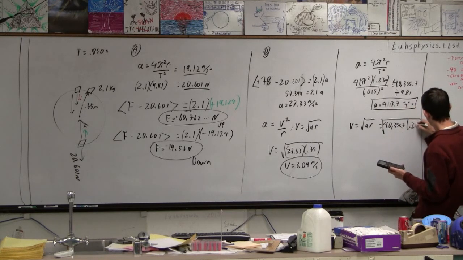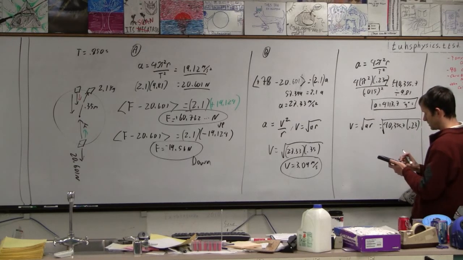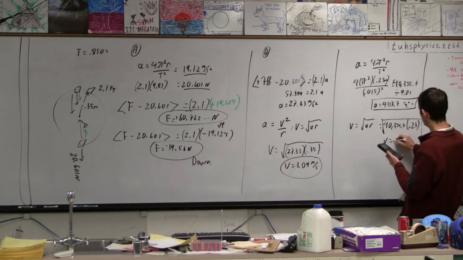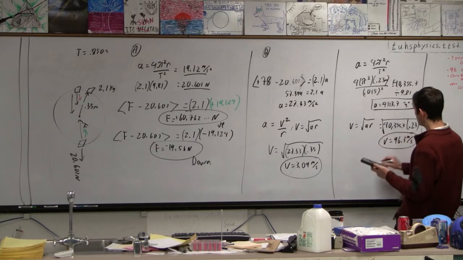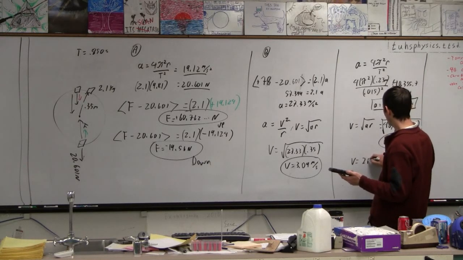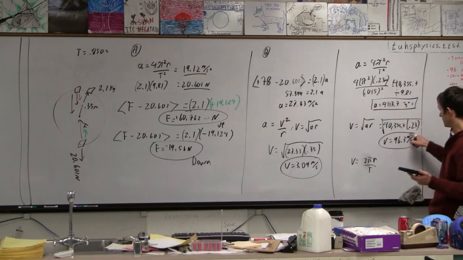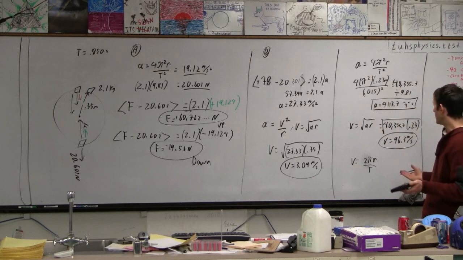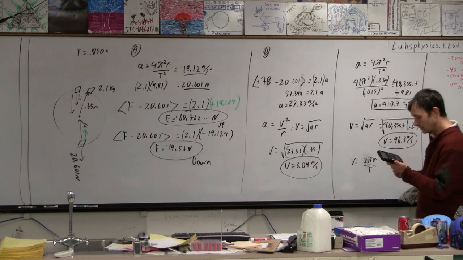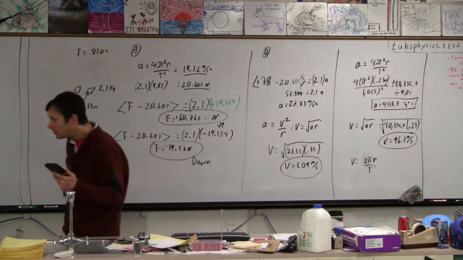Wow. Right, so it's taking me a long time to do this. I'm getting that the velocity is 96.3 meters per second. You can also say that velocity is the circumference. It's not in the data packet, but velocity is circumference over period, so 2 pi r over T. R is 0.23, T is 0.015. You could do it that way. It gives you the same thing. All right.